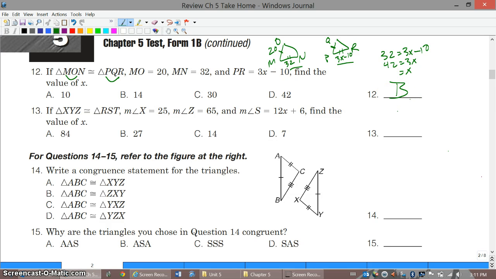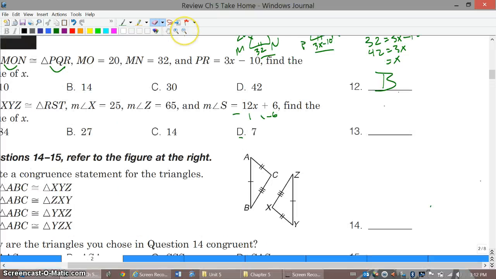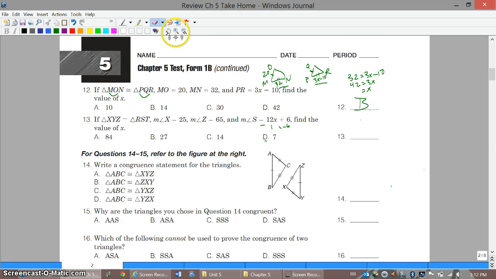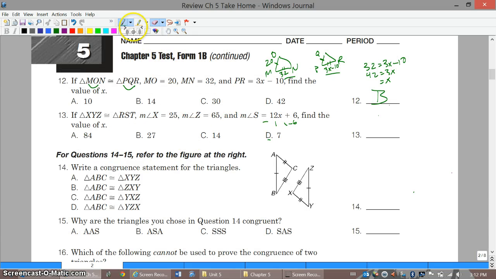Next, triangle XYZ congruent to triangle RST. Okay guys, let's look at the next one. We have triangle XYZ and triangle RST, and we're going to say X is 25. Those are congruent, so these two are the same, those two are the same, these two are the same, and then the corresponding angles that are in the same position. Z is 65, S is 12x plus 6.